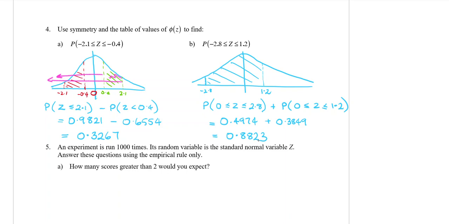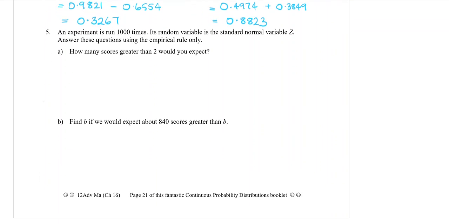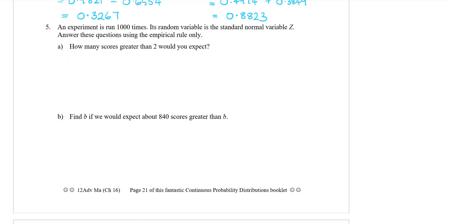Yeah? Question 5. An experiment is run 1,000 times. Its random variable is the standard normal variable z. Answer these questions using the empirical rule only, which means it wants me to use the 68, 95, 99.7. So not the table. Okay. How many scores greater than 2 would you expect?